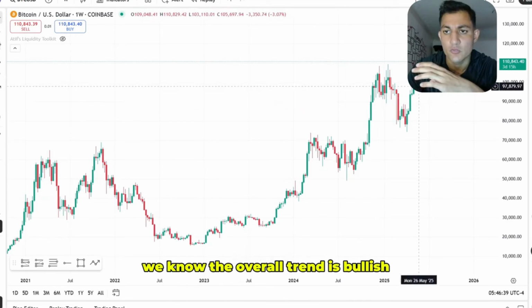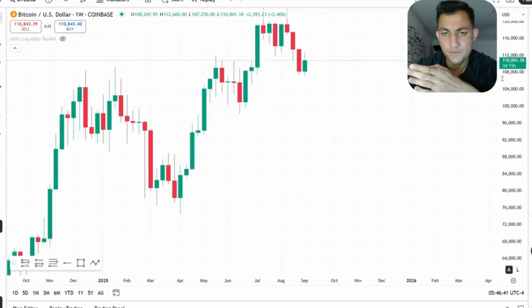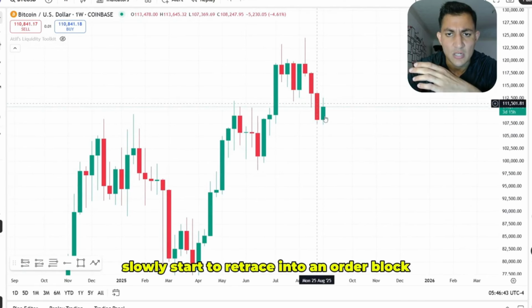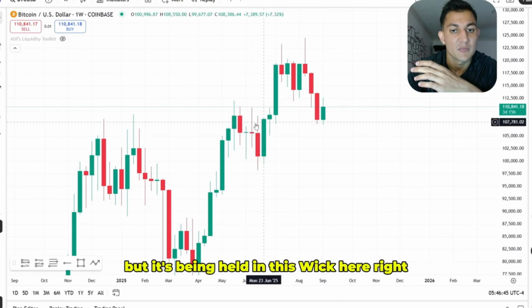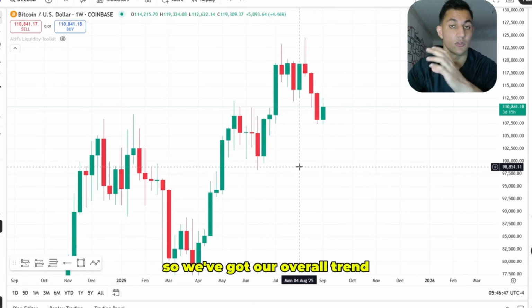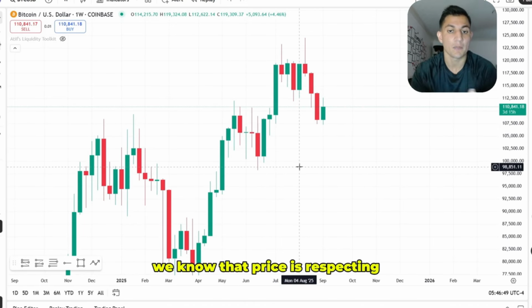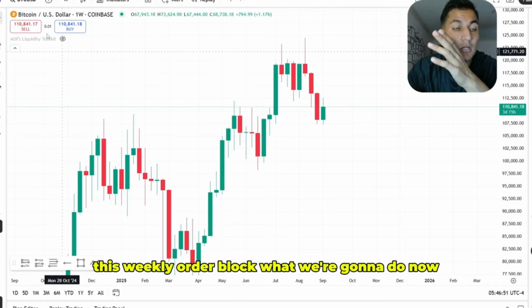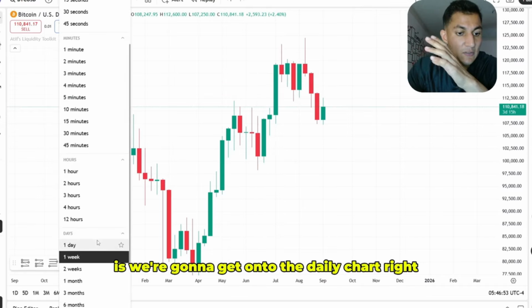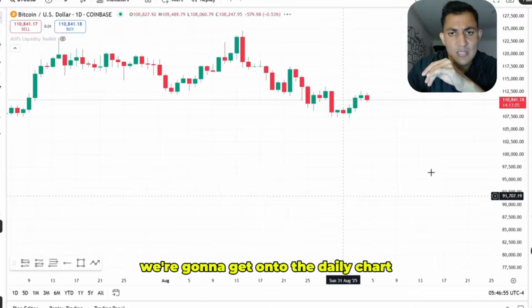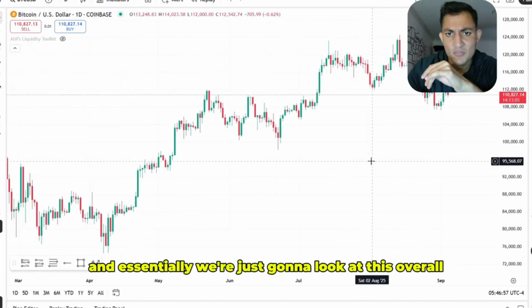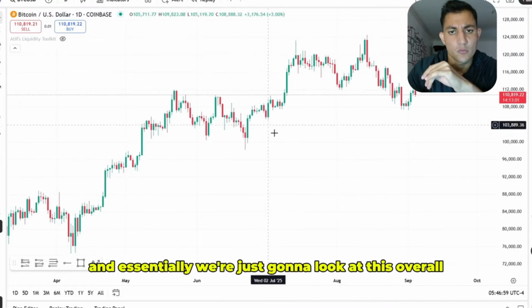We know the overall trend is bullish, and we've seen price slowly start to retrace into an order block, but it's being held in this wick here, right? So we've got our overall trend. We know that price is respecting this weekly order block. What we're going to do now is get onto the daily chart.